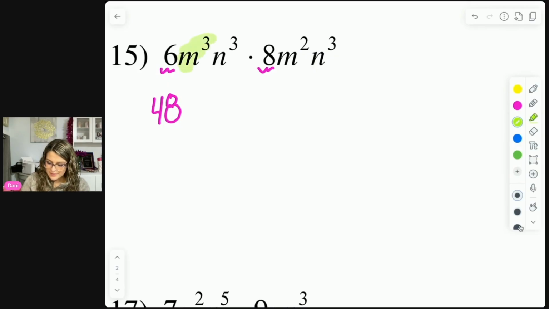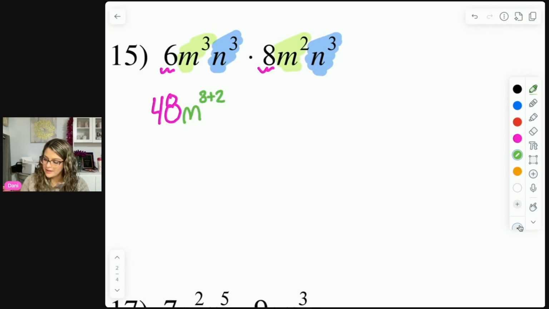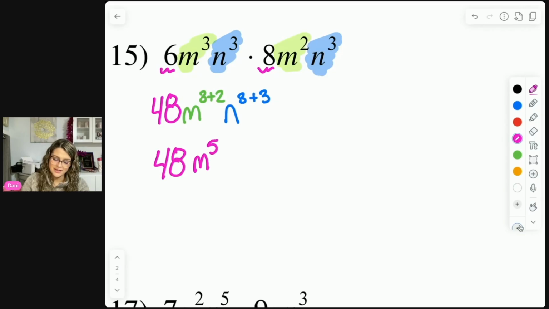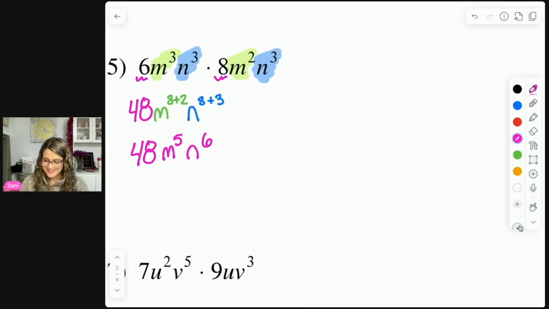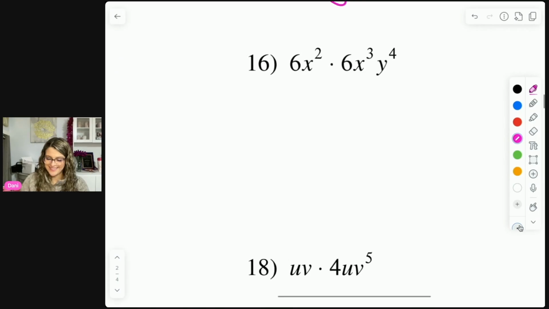We've got our M's. We've got our N's. So we have M cubed and M squared. We have N cubed and N cubed. So we get 48 M to the fifth, N to the sixth. How'd you do? Did you do okay? I hope so. All right, let's try number 16.